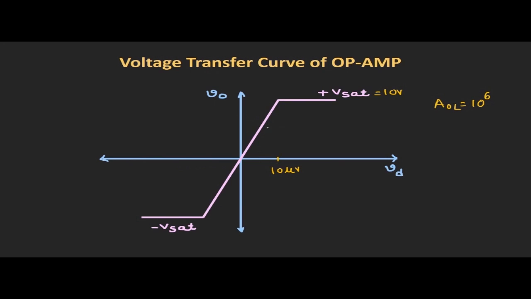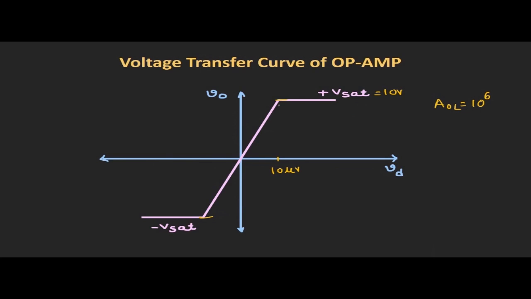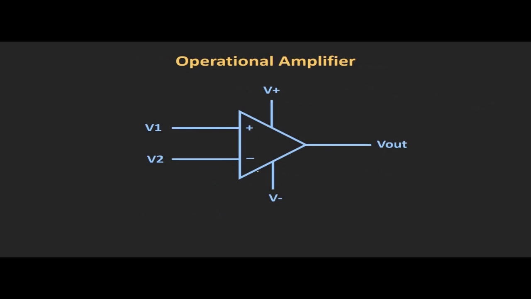So now whenever we want to use this op-amp as an amplifier, we need to use it in a linear region, that means in this region, so that the input and output have a linear relationship. But whenever we are using this op-amp in open loop configuration, this linear range is very small. So if we want to use this op-amp as an amplifier, then we need to somehow control the gain of this amplifier. And we can do so by applying the feedback from output to the input side.